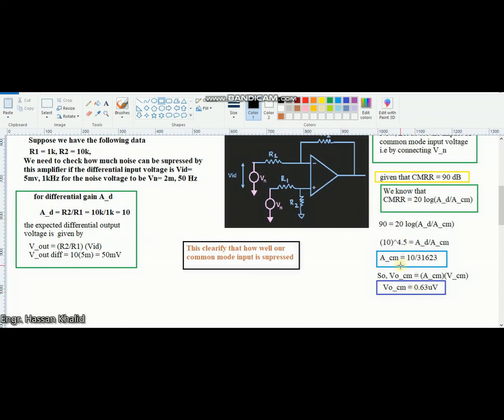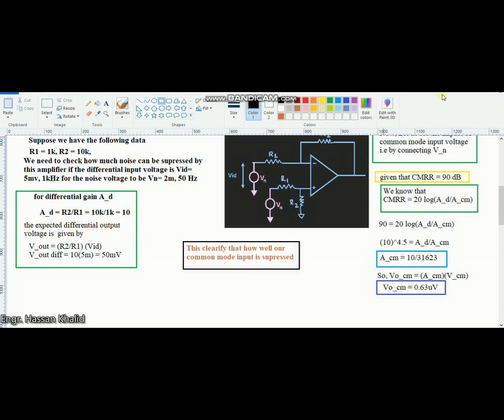Now from all this calculation, what does it actually tell us? It clarifies how well our common mode input is being suppressed. We supplied the 2 millivolt noise signal with 50 hertz frequency, and at the output during this common mode condition we are receiving only 0.63 microvolts. So you can easily realize how the differential amplifier is working.